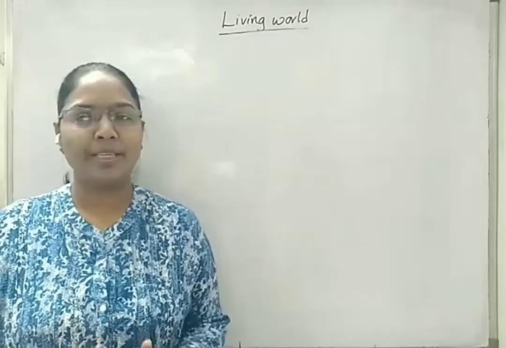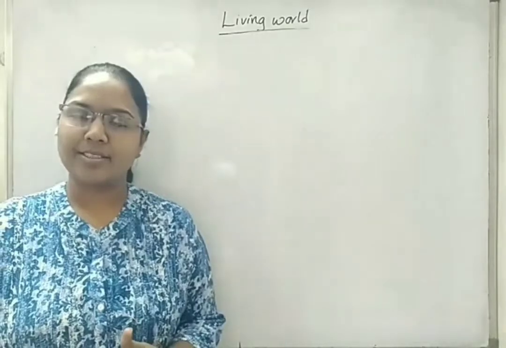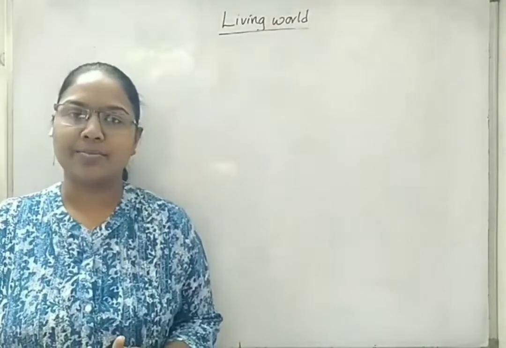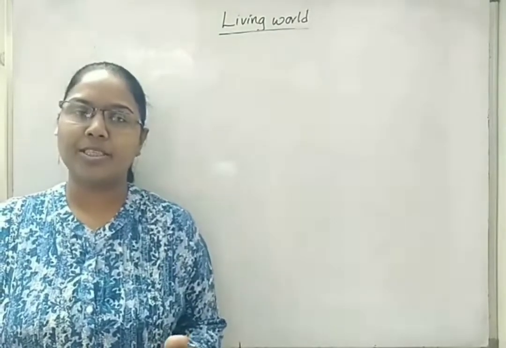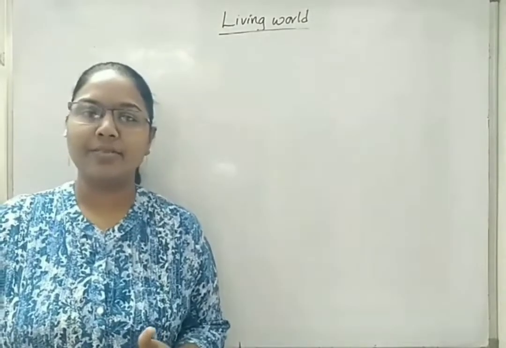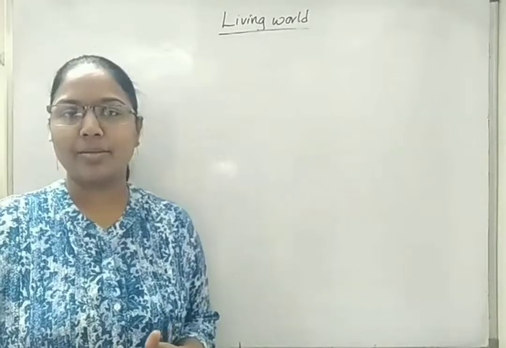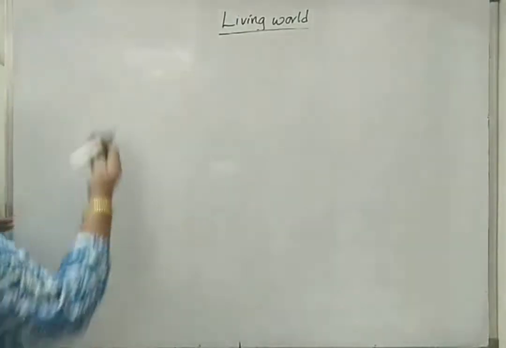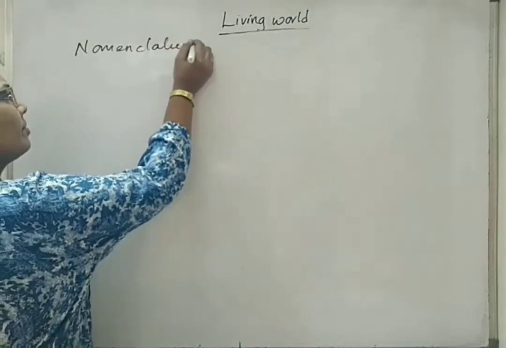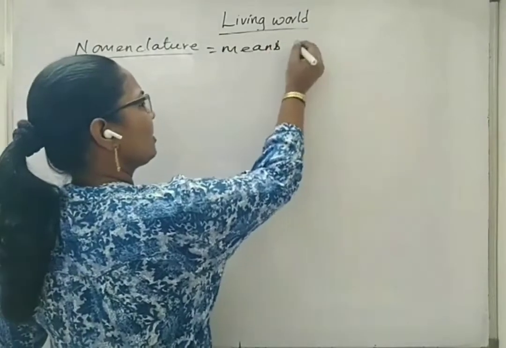Hello students, in the previous video, that is Living World part 1, we have seen different types of characteristic features and defining properties of living organisms like growth, reproduction, metabolism, response to stimuli, consciousness, etc. We have finished. Now we will continue with the nomenclature and taxonomic categories. Now, nomenclature means naming of organisms.